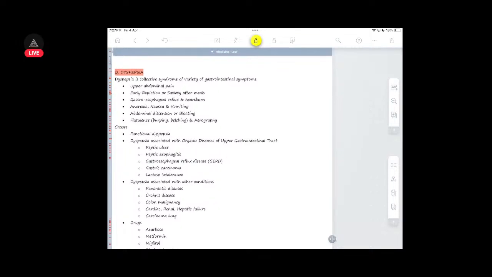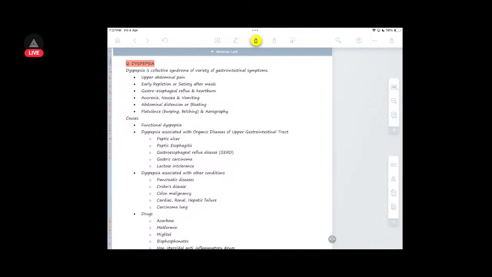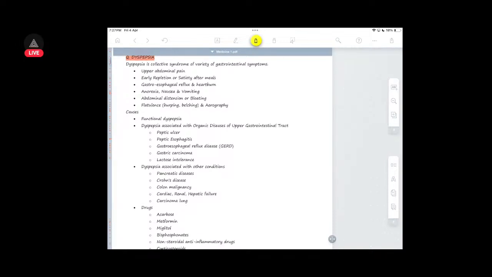They'll be burping a lot, belching a lot, aerophagia. Abdominal distension or bloating will be there. Anorexia, nausea, and vomiting will be there. GERD, heartburn, same thing. Same symptom, early satiety after the meals. Basically, this is dyspepsia, upper abdominal pain.